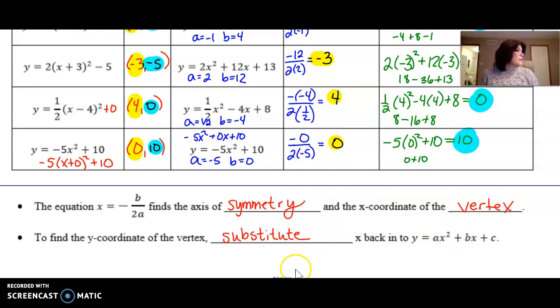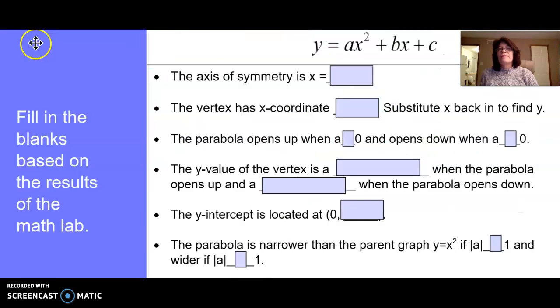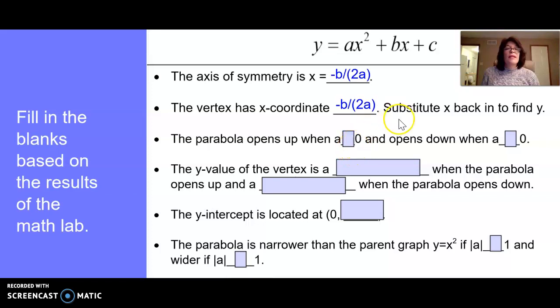Okay, so if you want to pause that or jot anything down from there, those are the key points. The differences between graphing in standard form and in vertex form. Okay, so a little more organized for us. The axis of symmetry, of course, is x equals the x coordinate of the vertex, and the x coordinate of the vertex we found is the opposite of b over twice a. The vertex has the x coordinate of the opposite b over twice a. You substitute that back in to find the y coordinate.